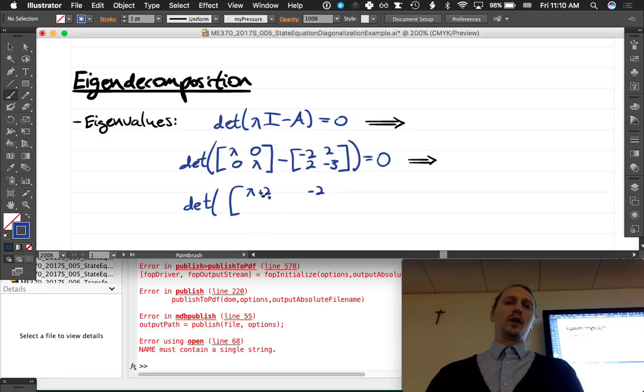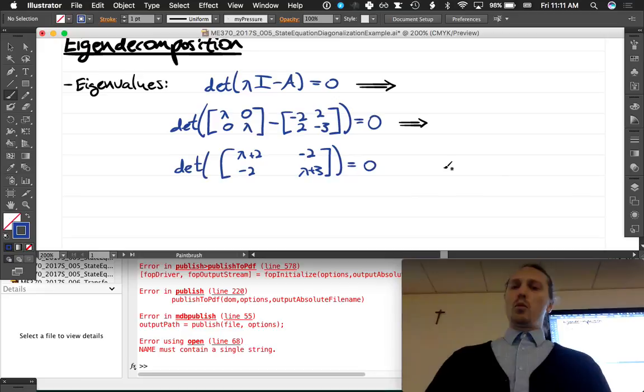The 2, 1 element is 0 minus 2, which is -2. And the 2, 2 element is lambda minus -3 or lambda plus 3 equals 0.